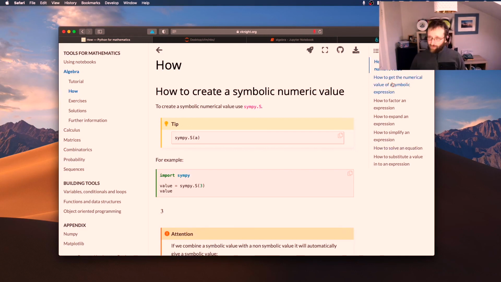So how to create a numerical value, how to get the numerical value of a symbolic expression, how to create a symbolic numeric value, how to factor an expression. That we didn't do in the tutorial, but we saw how to expand it. Factorizing an expression is just as simple. How to simplify it. And we do recommend you read the simplify part of this chapter. How to solve an equation using that solveset expression, and then how to substitute a value into an expression.